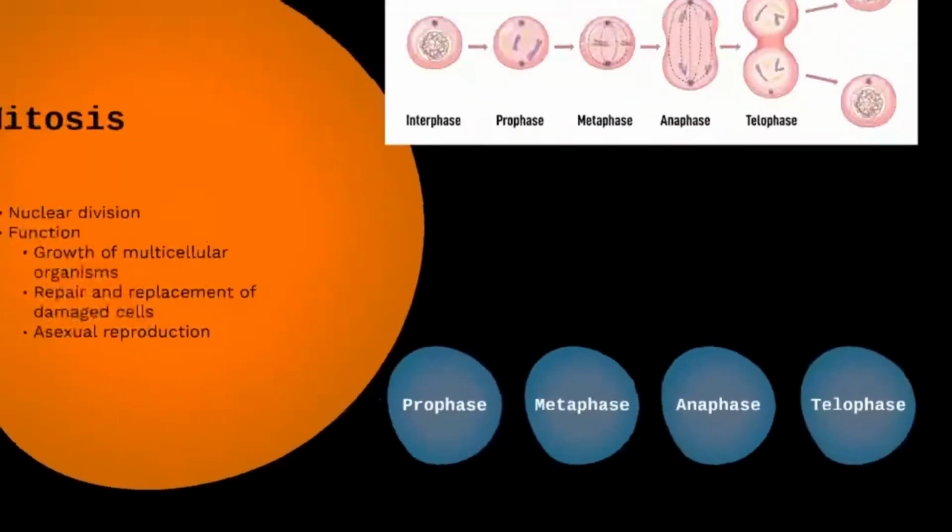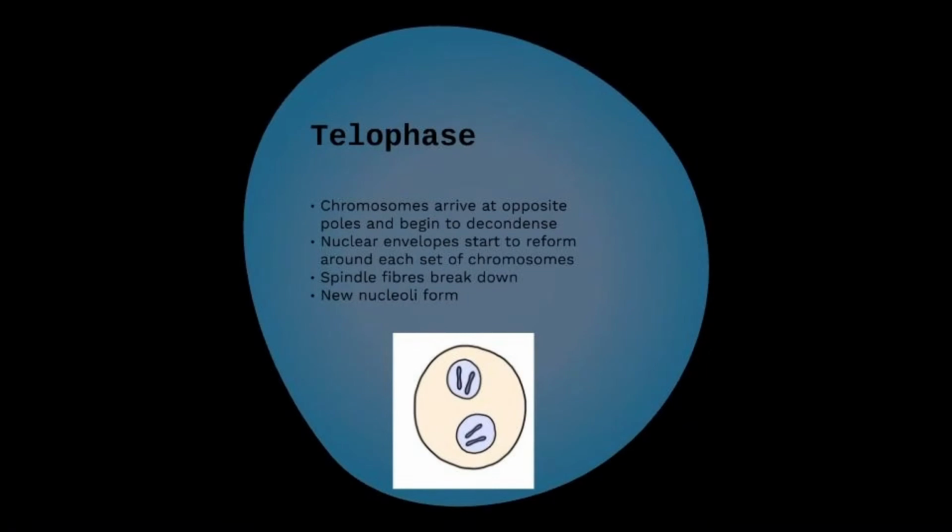During telophase, the chromosomes arrive at the two ends of the cell and they begin to decondense. And this is also when the nuclear envelope begins to reform around each set of chromosomes so that there is a new nucleus. So at this point, there will be two nucleoli within the cell. And also during this time, the spindle fibers begin to break down as they're no longer needed.